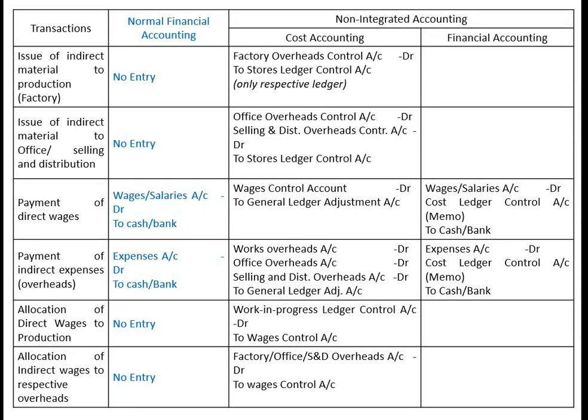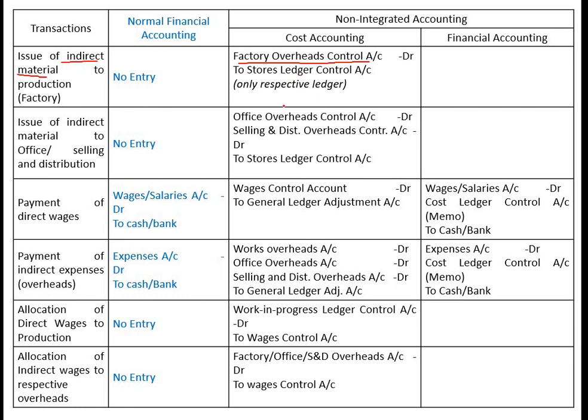Next, another example of transactions is issue of indirect material to production. We do not make any entry in the case of financial accounting, but in cost accounting, non-integrated system, factory overheads control account debit to store ledger control account. It is important to note that whenever there is an indirect material, that is one component of overheads, we are going to charge it to factory overhead. Obviously the material is used in the factory, so that's why it goes to factory overhead control account.